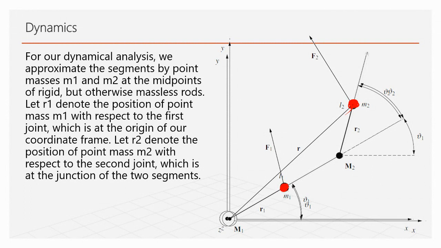We have new measures. So what do we have? We approximate each segment by a point mass, M1 and M2, located at the midpoint of a rigid but otherwise massless rod. Like this. Here it is massless but rigid, but I have a mass center here.